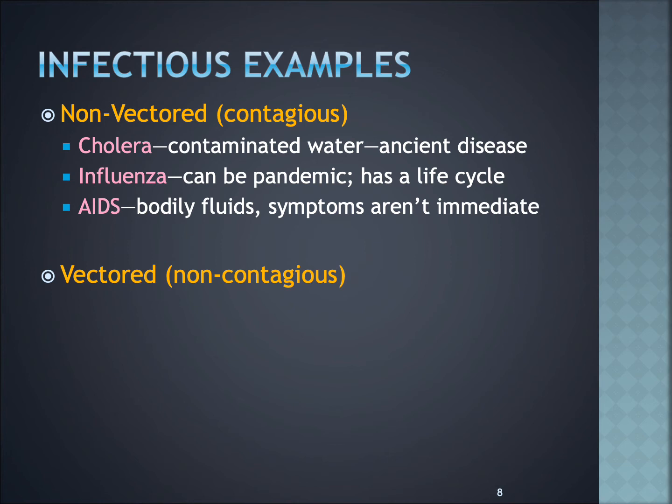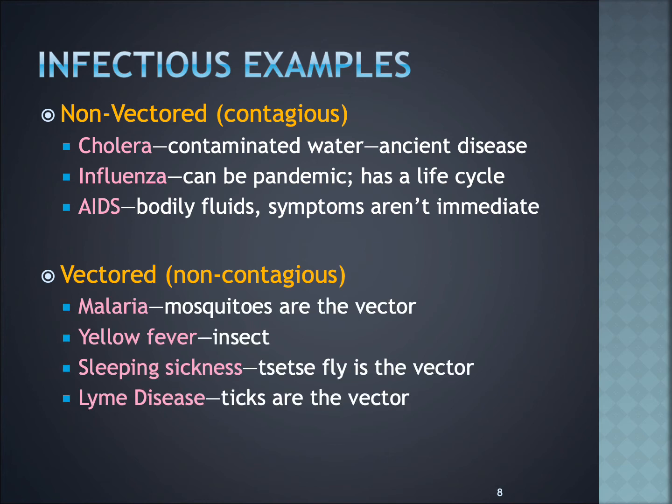Those are contagious diseases. They're non-vectored, so direct contact. If we're talking about a vector disease, so it's non-contagious, we don't have direct contact with it, examples would be malaria, yellow fever, sleeping sickness, and Lyme disease, as I mentioned just a few moments ago.